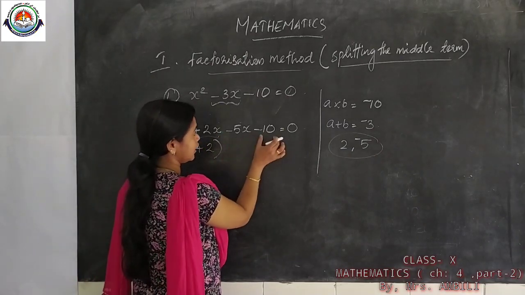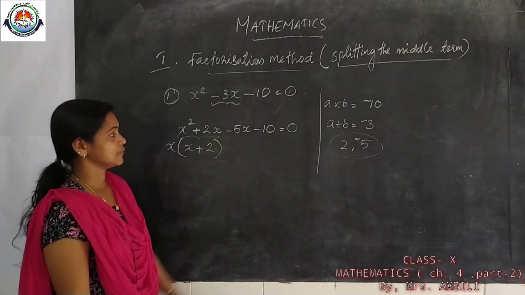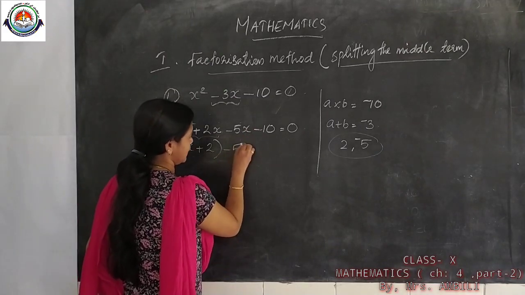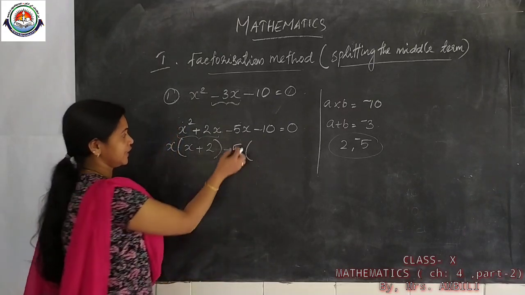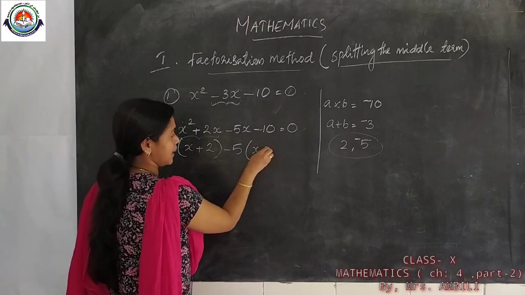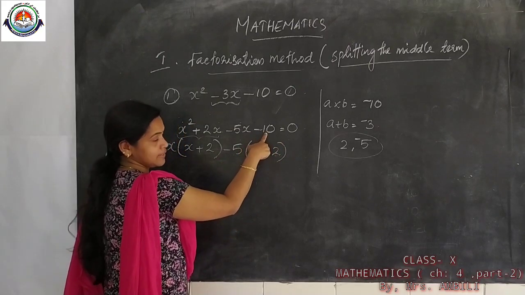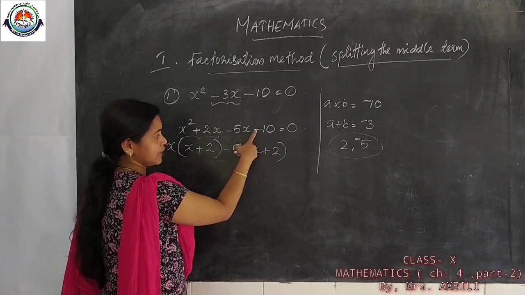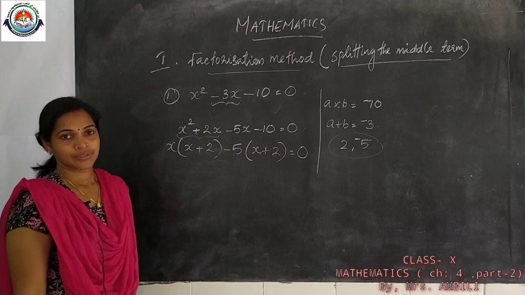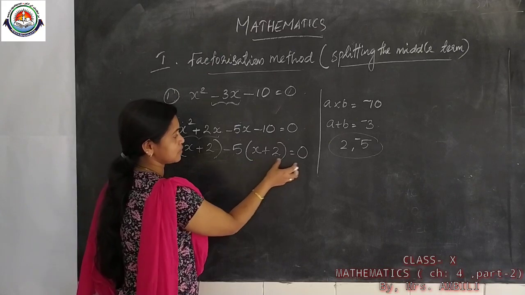Then look next, third and fourth terms, minus 5x and minus 10. What is common? Minus 5 we can take common. So, I am writing here minus 5 outside. So, what is remaining here? Minus 5 is there, x is remaining, x. Minus 5 is here, what is remaining? Plus 2. Because 2 into minus 5 is minus 10. So, if we are taking minus 5 outside, it will become plus. x plus 2 equal to 0. Clear? So, now we got x into x plus 2 minus 5 into x plus 2 equal to 0.